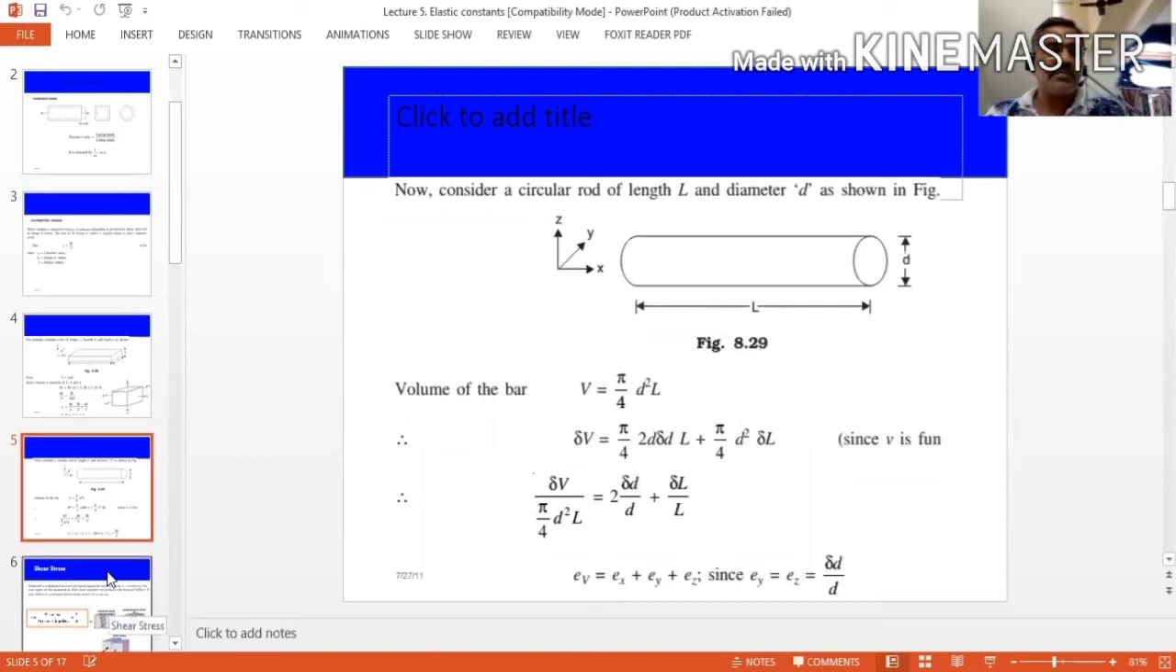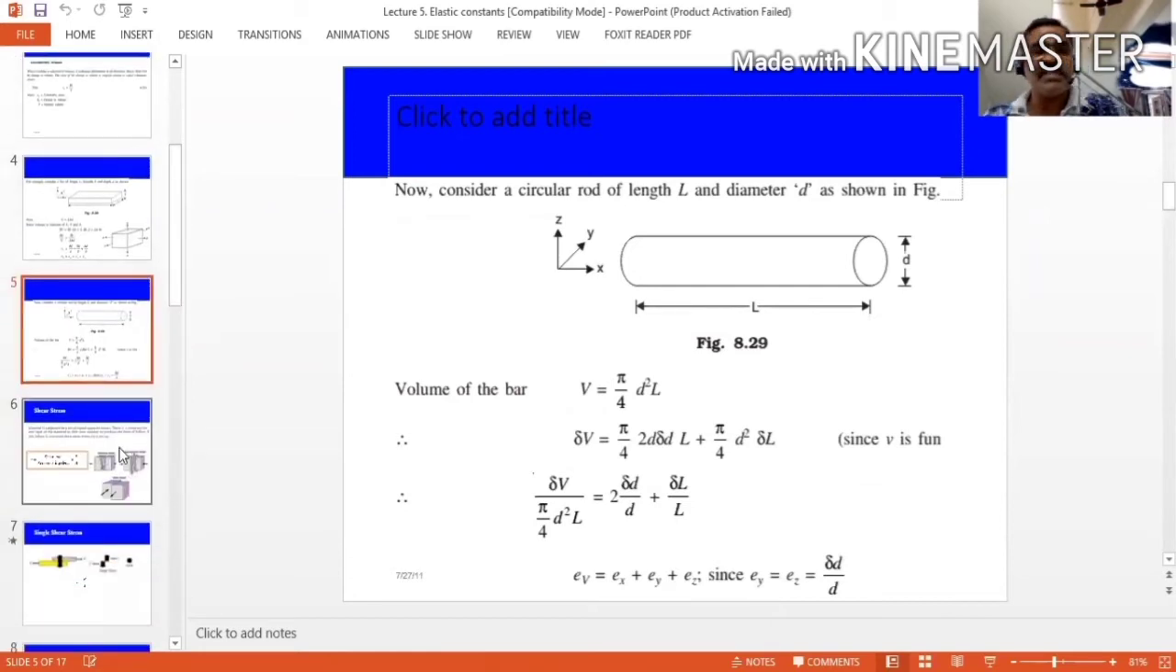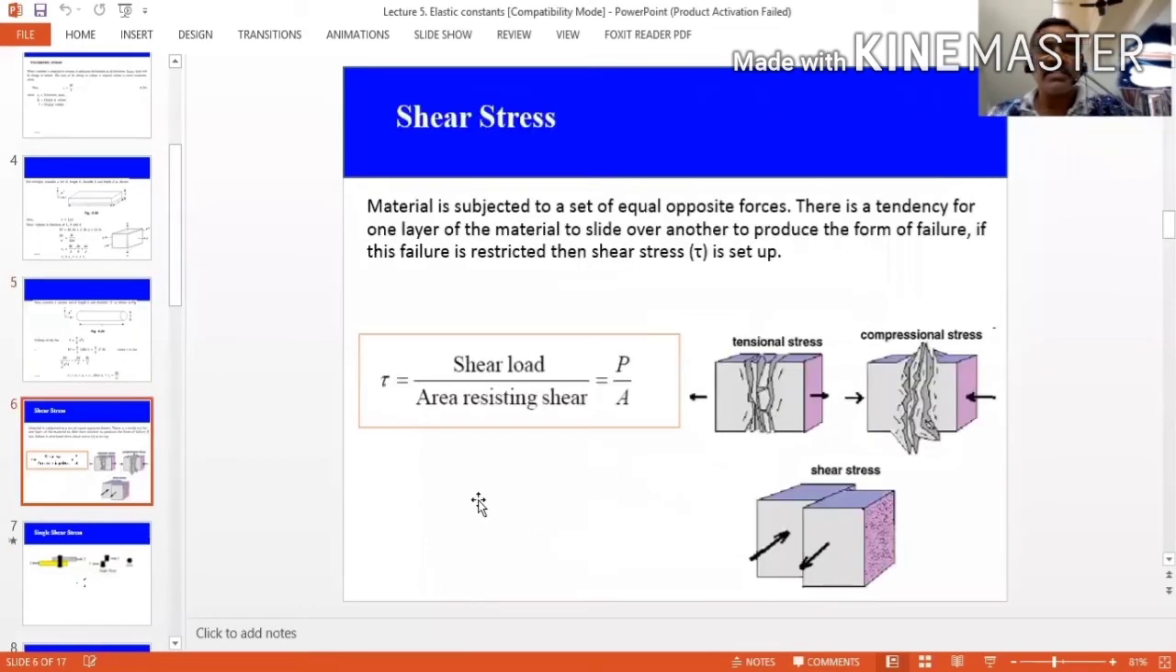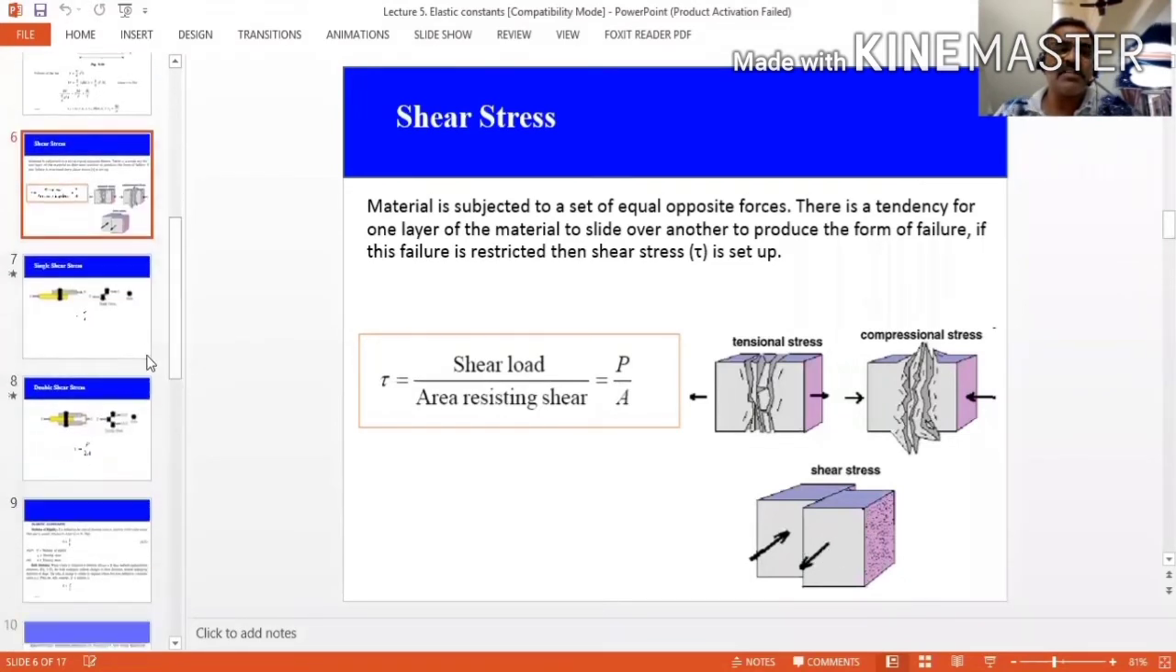Now what is meant by modulus of rigidity? Modulus of rigidity is equal to shear stress by shear strain. Already we have discussed this. What is shear stress? Here, see, this is tensile, this is compressive, this is shear. Now you can see an example.